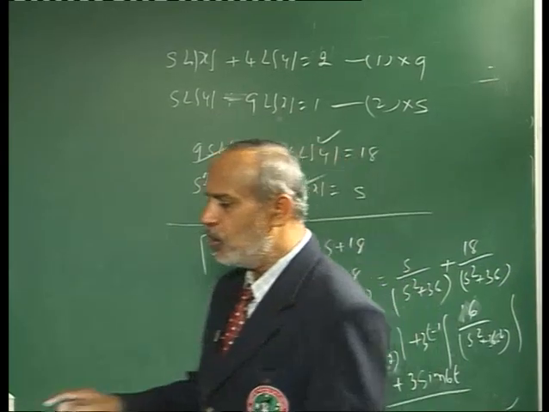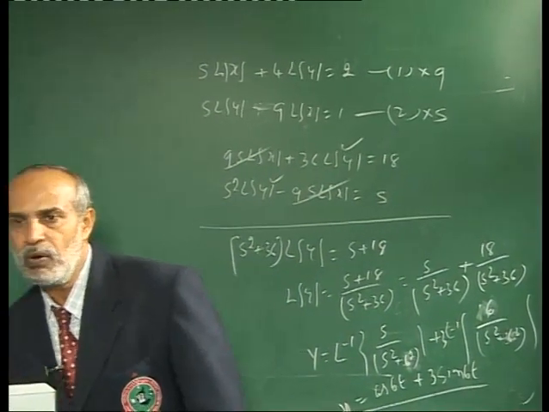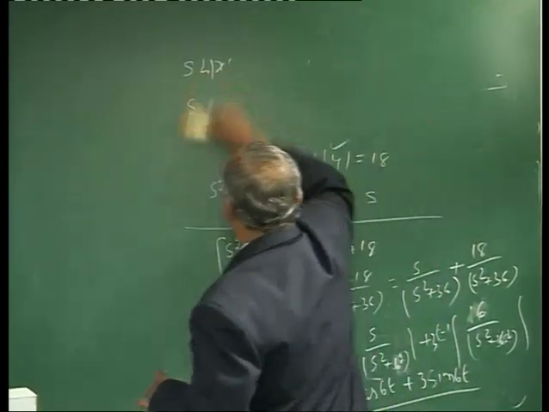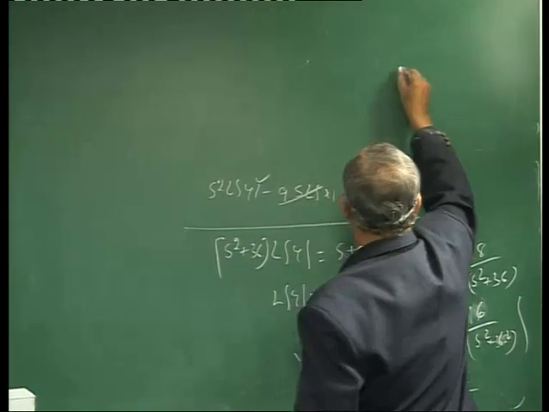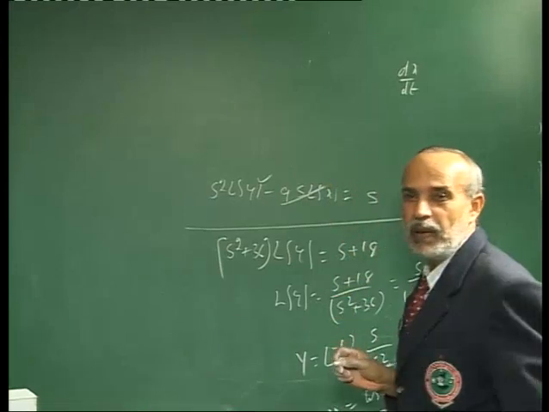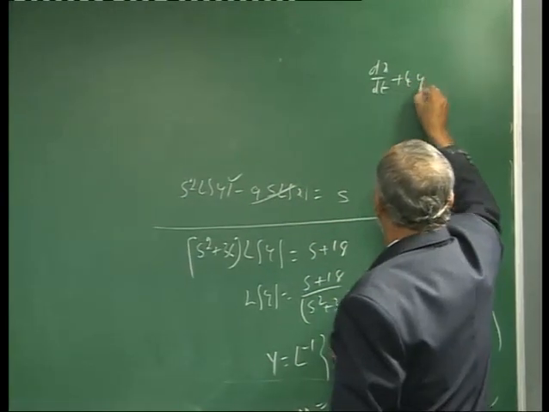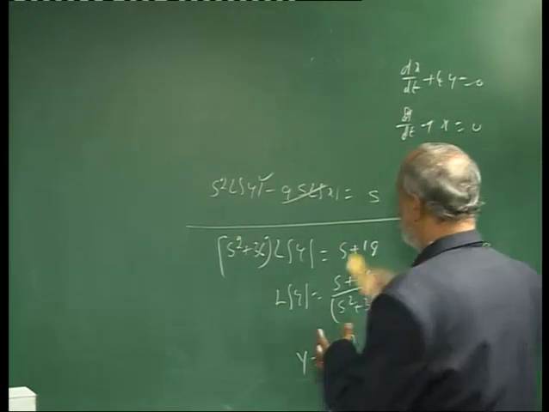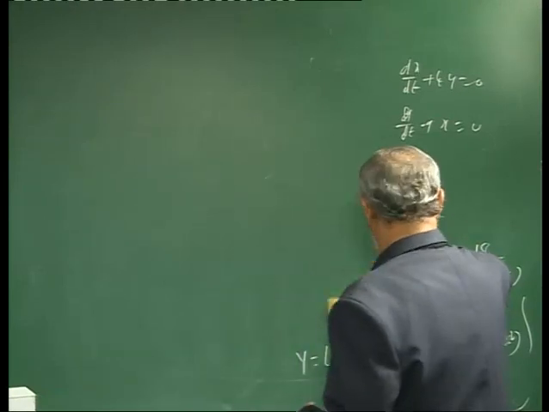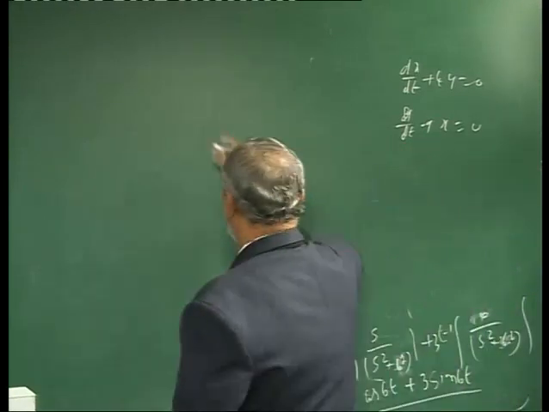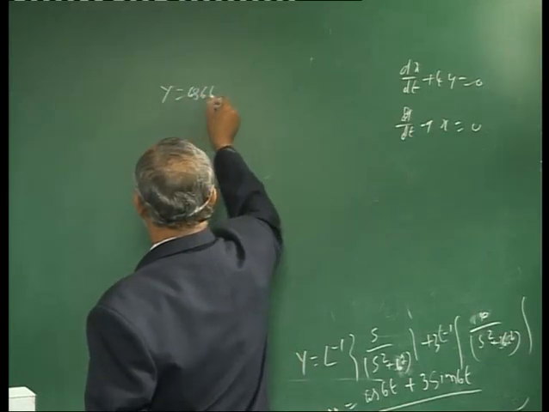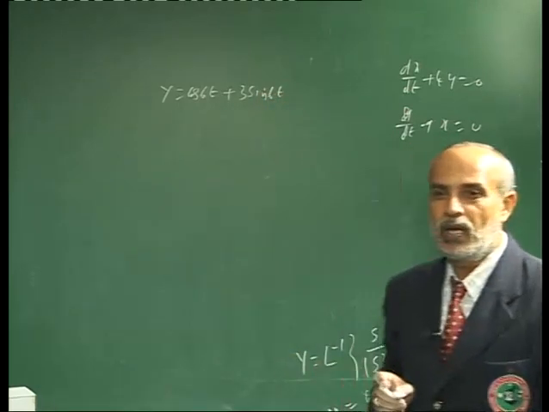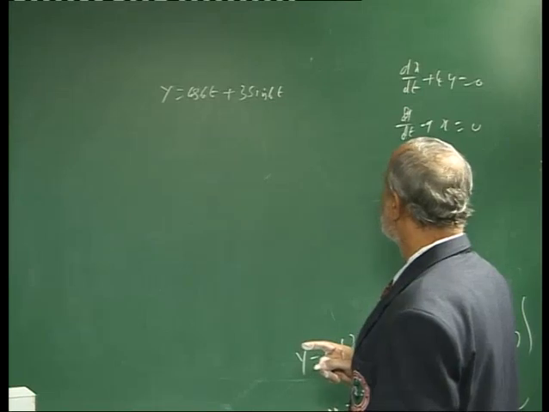Before finding the x value, you have to use the given formula. What is the given problem? dx by dt plus 4y equal to 0 and dy by dt minus 9x equal to 0. Already you found the y value, now you can find the x value. Here y is equal to cos 6t plus 3 sin 6t.